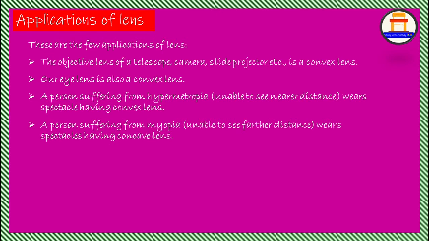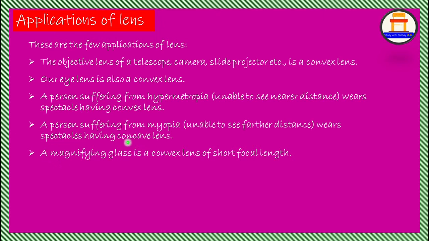A person suffering from hypermetropia, as given over here, is unable to see nearer distance and wears spectacles having a convex lens. Hypermetropia is an old usage. Since this term is used in your textbook, I was forced to put it. Hypermetropia has now been changed to hyperopia. Okay, hyperopia, not hypermetropia now. People who cannot see nearer distance wear spectacles, which is called long-sightedness.